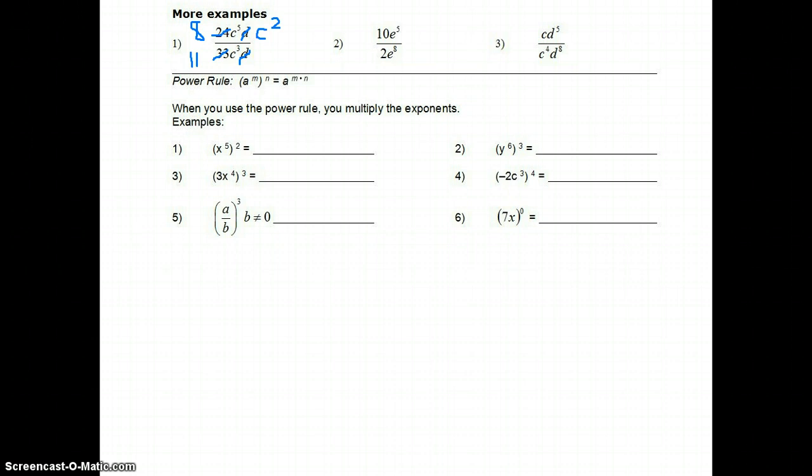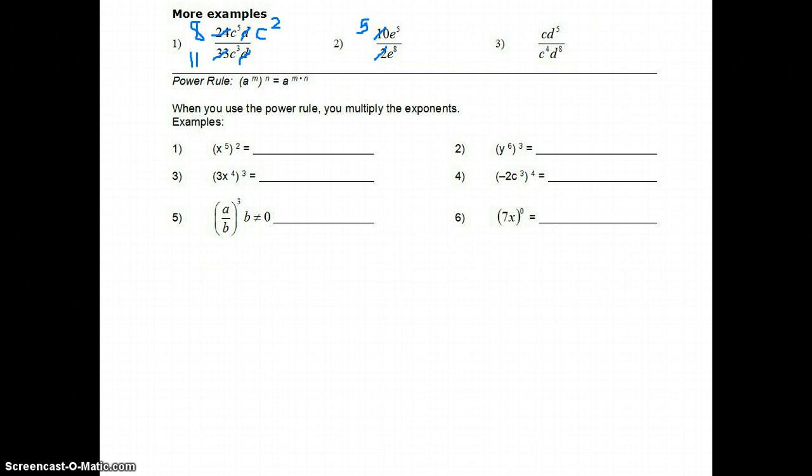Let's look at the next example. 2 can go into 10 5 times. And notice where I'm putting the 5 up there at the top. Now to simplify the e's, again we have a quotient, so we're going to subtract the exponents. 5 from 8 will give us 3.